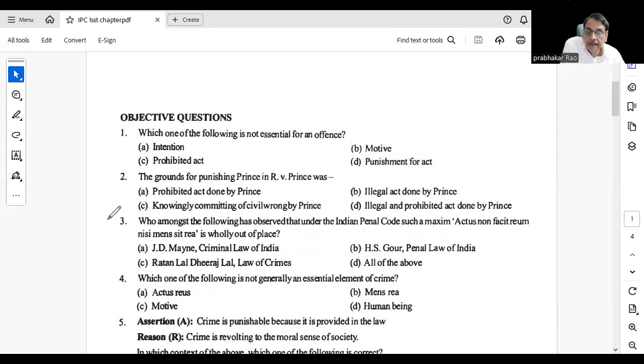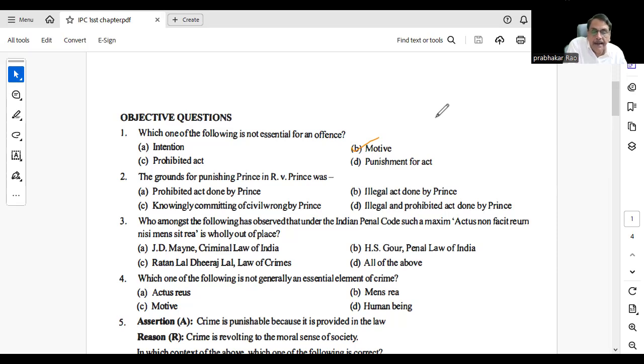At the time of explanation itself, I told you that intention is a very essential part. A prohibited act must be there if it has to be treated as an offense, and punishment for the act is a natural consequence of the crime. That's why A is correct, B is correct, D is correct. These three are the essential parts of an offense, but motive is not. It is not an essential part in an offense.